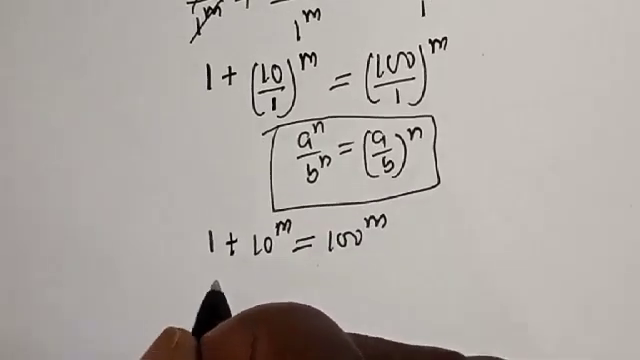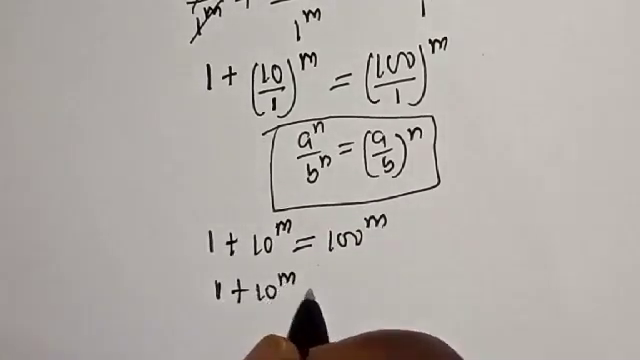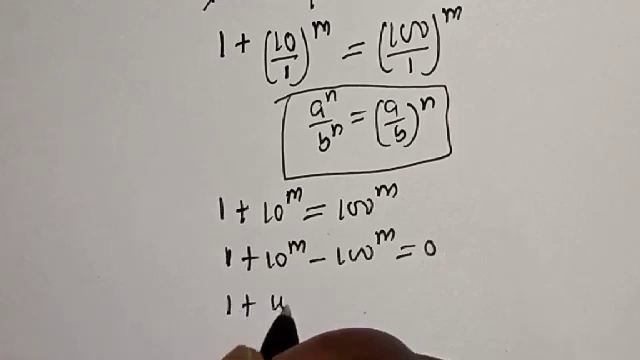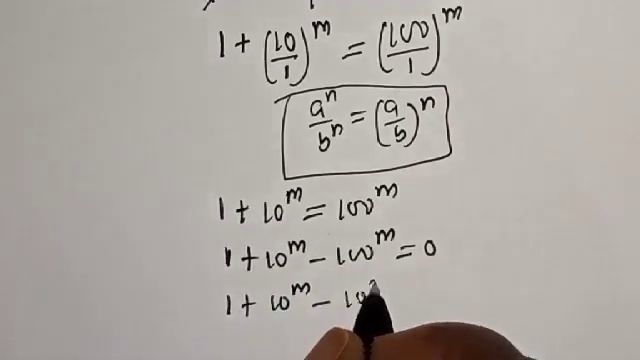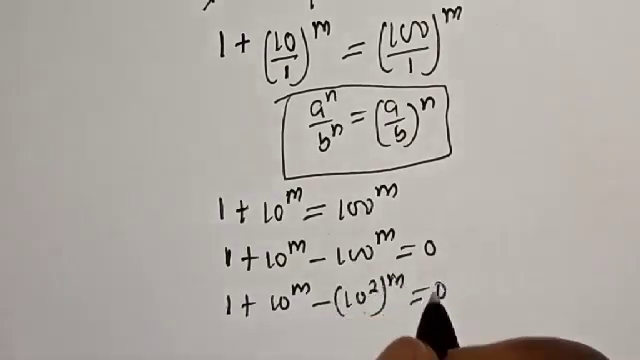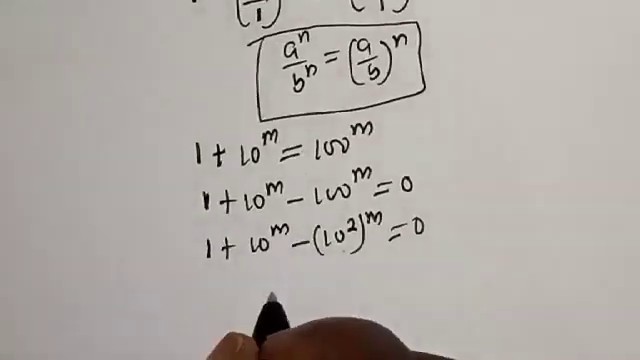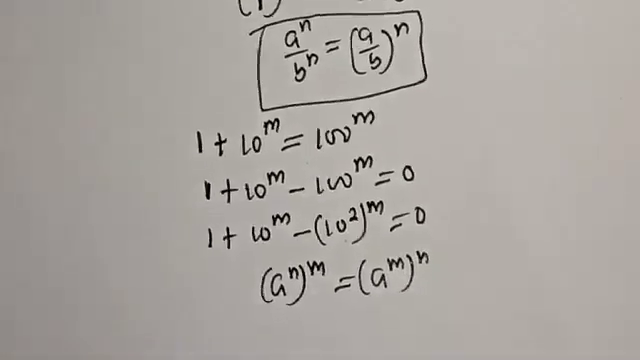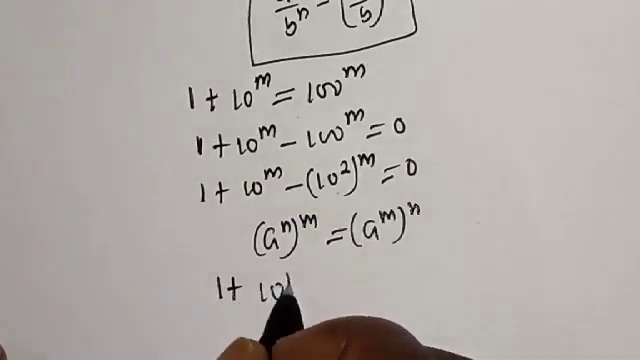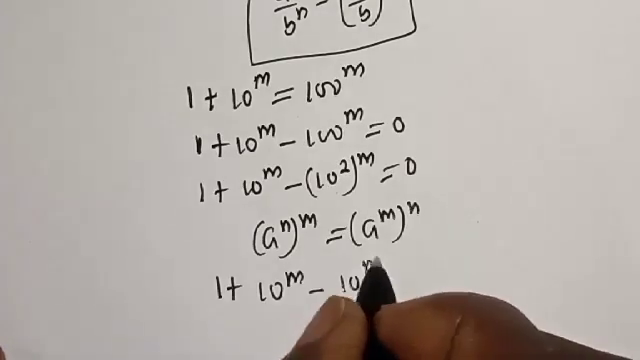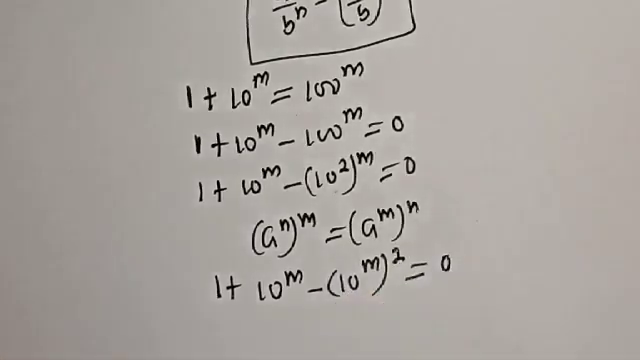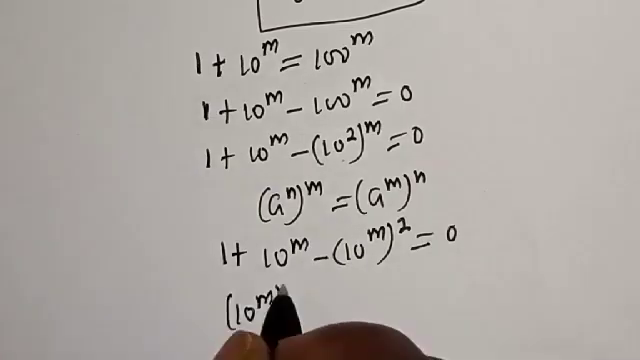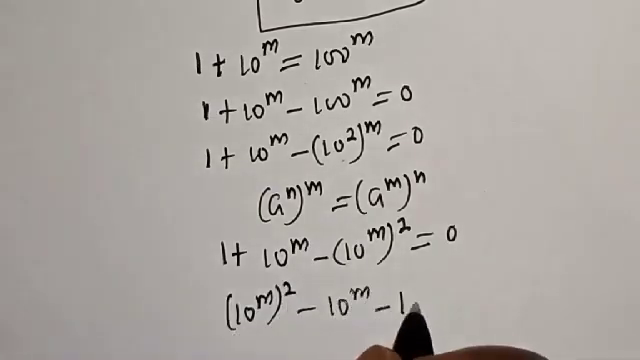So we have 1 plus 10 raised to power m minus 100 raised to power m is equal to 0. This is 1 plus 10 raised to power m minus 100 is 10 square raised to power m is equal to 0. Now also note that a raised to power n to the power of m is equal to a raised to power m to the power of n. So this becomes 1 plus 10 raised to power m minus 10 raised to power m square is equal to 0. Let's rearrange. We have 10 raised to power m square minus 10 raised to power m minus 1 is equal to 0.